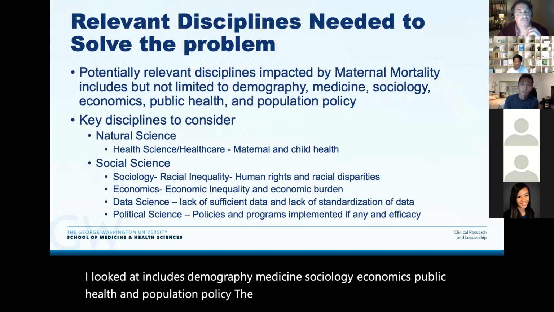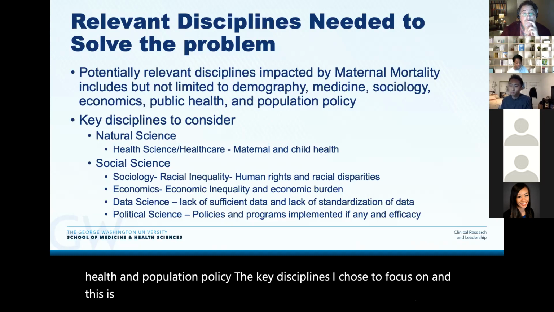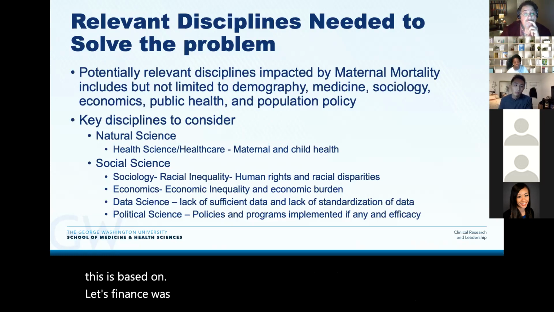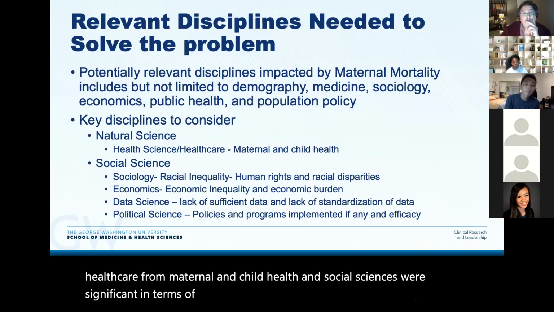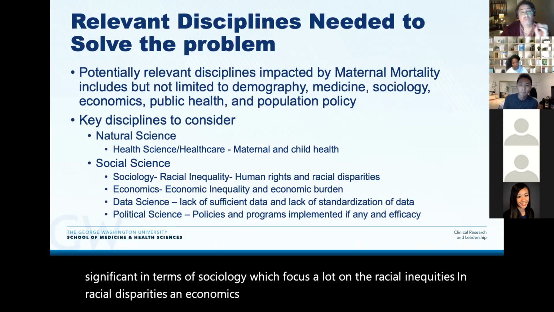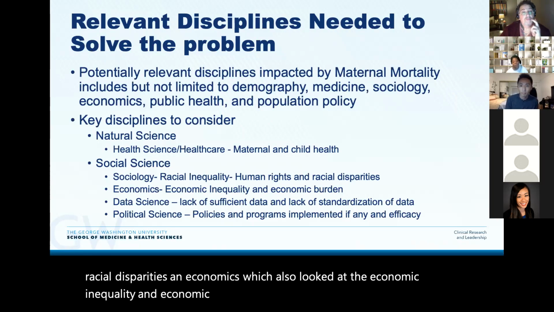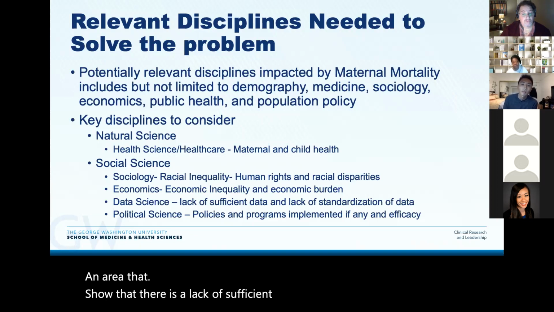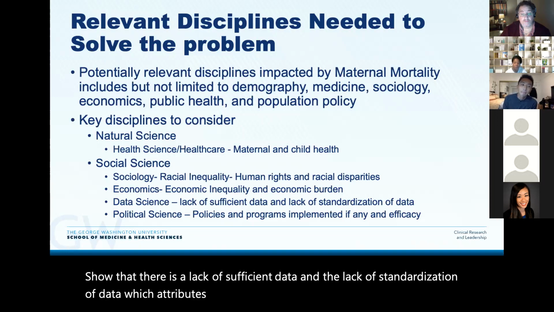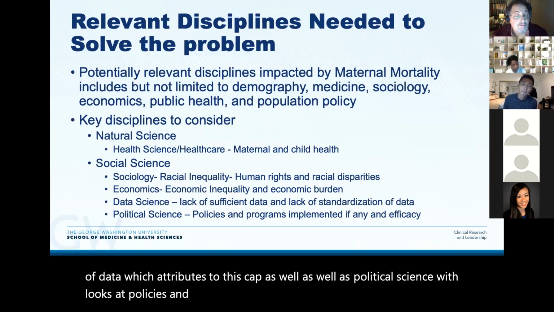The key disciplines I chose to focus on, based on literature findings, were natural science, which includes health science, specifically the healthcare for maternal and child health, and social sciences, significant in terms of sociology, which focuses a lot on racial inequities and racial disparities, and economics, which also looked at economic inequality and economic burden. Data science showed that there was a lack of sufficient data and a lack of standardization of data, which contributes to this gap, as well as political science, which looks at policies and programs that are either implemented or in the process of being implemented, and their efficacy.